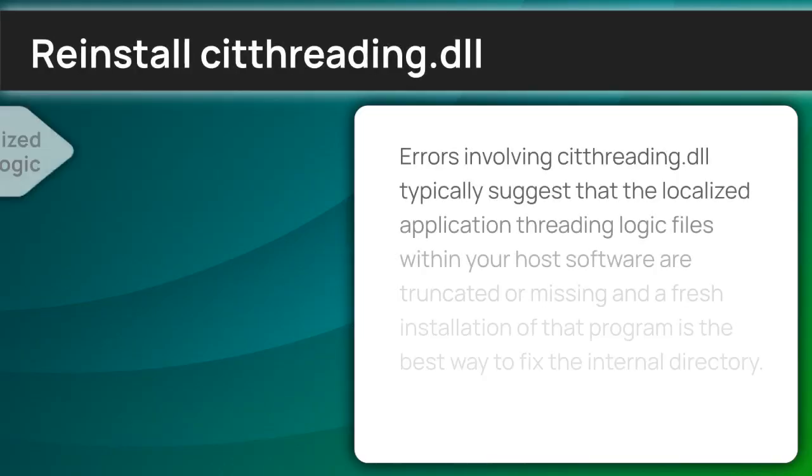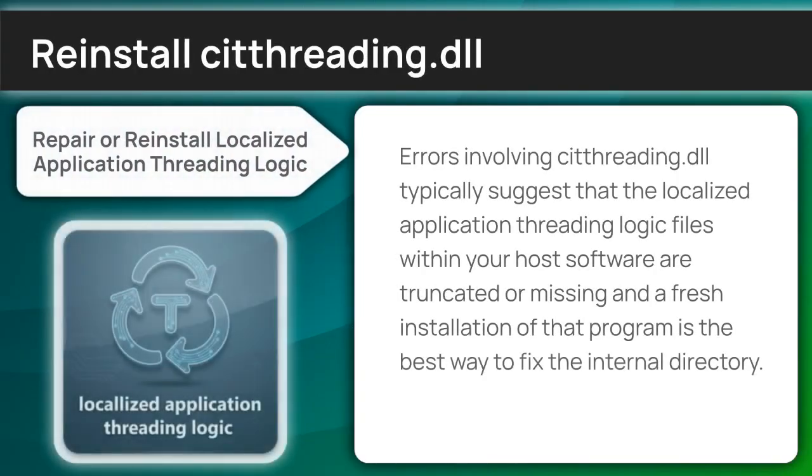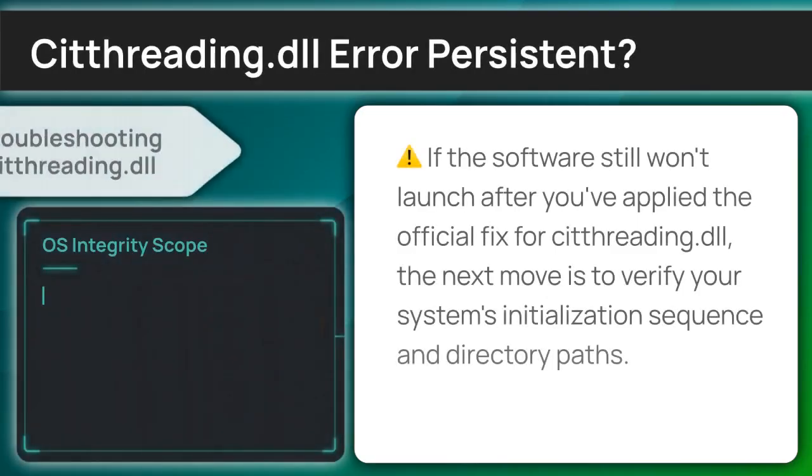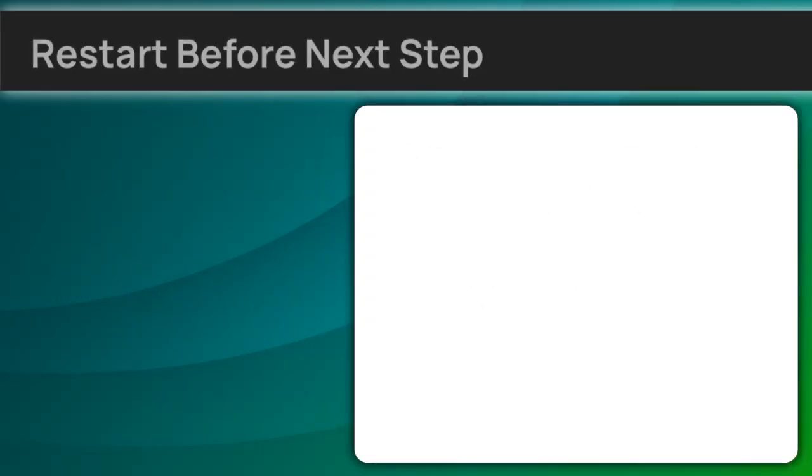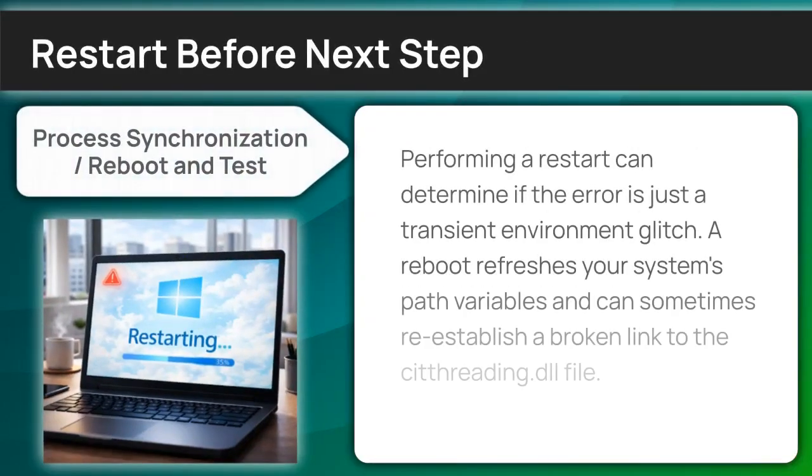Errors involving Citthreading Library DLL typically suggest that the localized application threading logic files within your host software are truncated or missing, and a fresh installation of that program is the best way to fix the internal directory. If the application still won't initialize, we need to shift our focus to how the Windows loader is interacting with the library. A standard restart allows the Windows bootloader to rescan your system directories and potentially recognize an unregistered Citthreading library component.